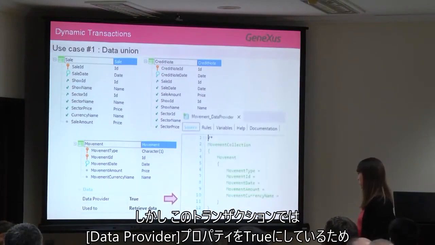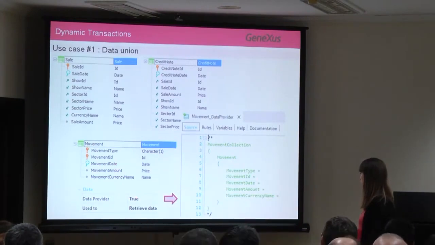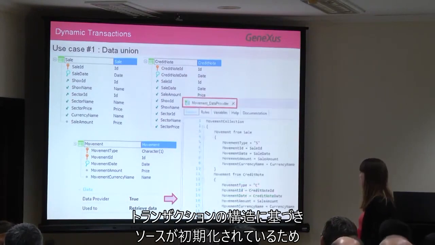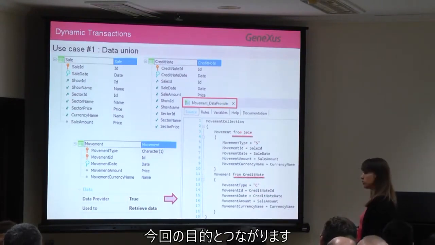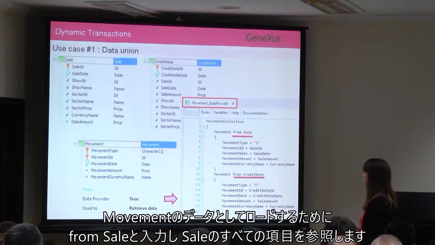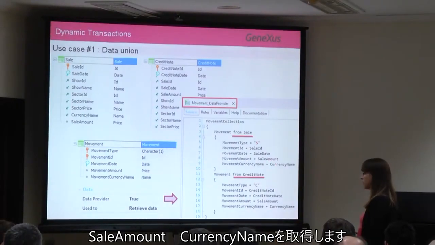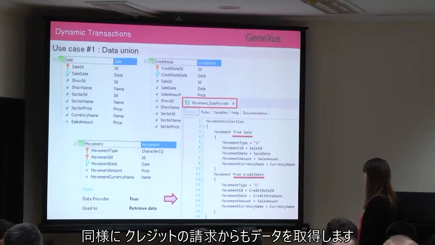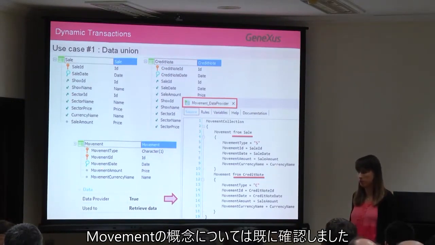Now, GeneXus creates this data provider simply because I turned on this data provider here, and the source is initialized with the structure of the transaction. And I would complete it in this way. This is my intention. My intention is to serve all along the sales. I complete it here from sales and load them as movements. That is, for each sale, I'm loading an S here, sales ID, date, amount, and the name of the currency. That's what I want to retrieve. From all the credit bills, I am loading them as a C, and all the information as well. And so I've already defined what my concept of movement is.